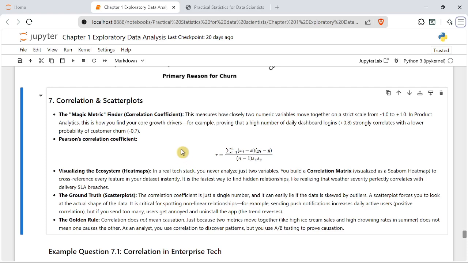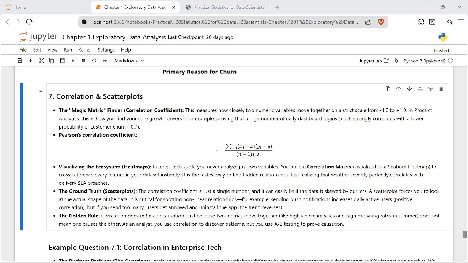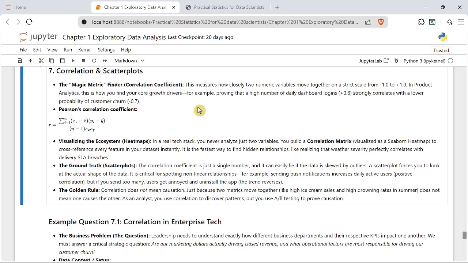So let's start with our topic number 7, correlation and scatter plots: the magic metric finder.